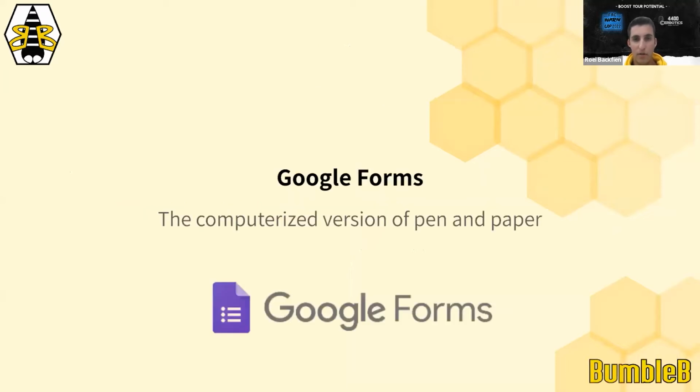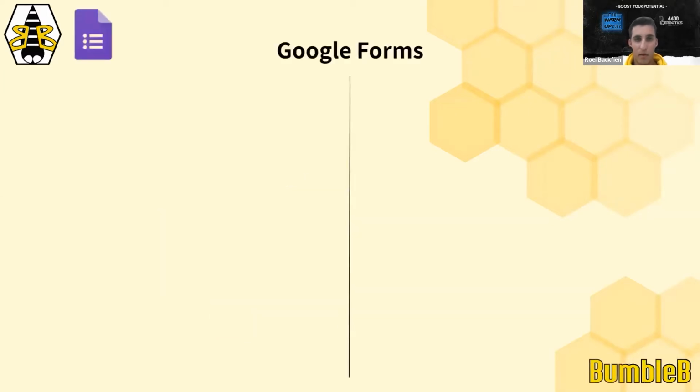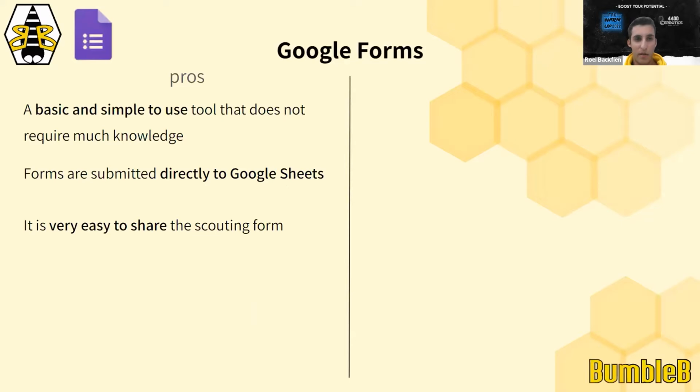The next tool we're going to be talking about is Google Forms, which is the computerized version of pen and paper. Google Forms is a very basic and simple to use tool that doesn't require much knowledge. It enables you to create very, very basic forms very easily. We don't need a lot of knowledge in order to do this. The forms are also submitted directly to Google Sheets, which can be very helpful for the next stage, which is processing the data. And it's also very easy to share the scouting form with Google Forms. It's just a link, very, very simple.